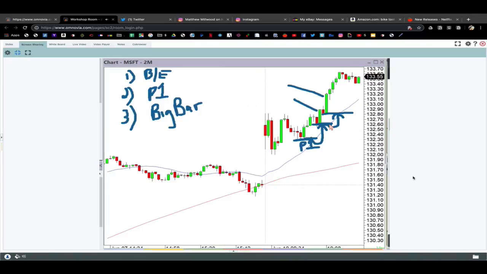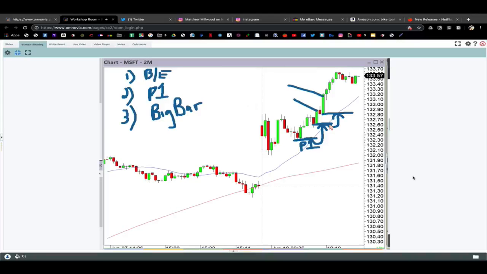And let me tell you something. You can fat bar by fat bar by fat bar your way to the promised land. This is my favorite stop adjustment of all. Fat bar by fat bar by fat bar. This will keep you in some of the biggest, longest, most profitable trades of your life.